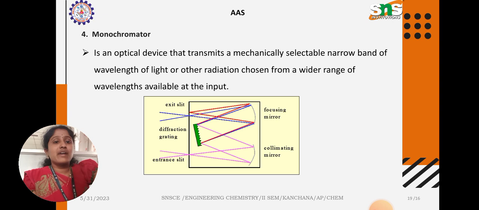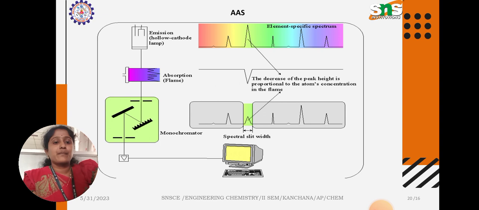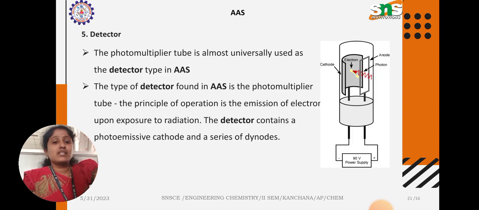Monochromator is an optical device that transmits a mechanically selectable narrow band of wavelength of light or other radiation chosen from a wide range of wavelengths available at the input. And detector. The photomultiplier tube is almost universally used as the detector type in AAS. The principle of operation is the emission of electrons upon exposure to radiation. The detector contains a photoemissive cathode and a series of dynodes.